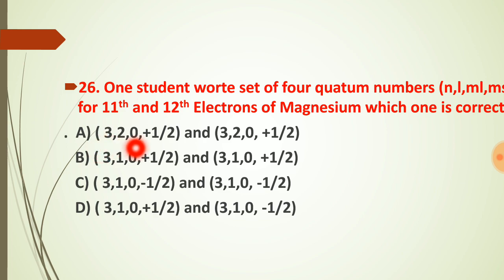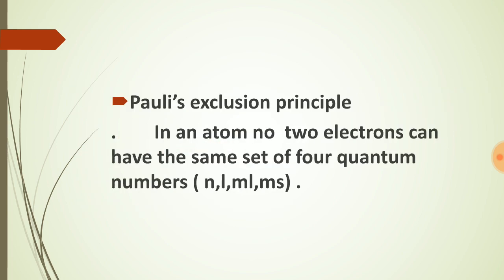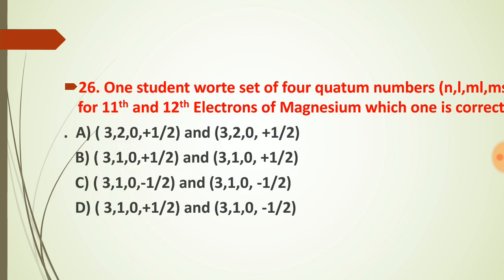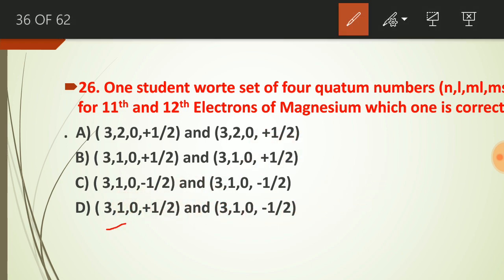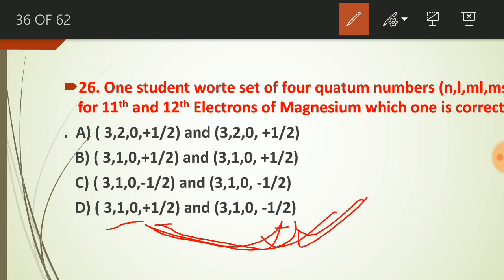If you see option choice first, no two electrons can have the same set of four quantum numbers, so they should be different. Option choice A also, they are the same. But if you see option choice D, they are different. Up to this they are the same, but the last is different. Among the four, if the last is different, then that exists. This should be the condition.